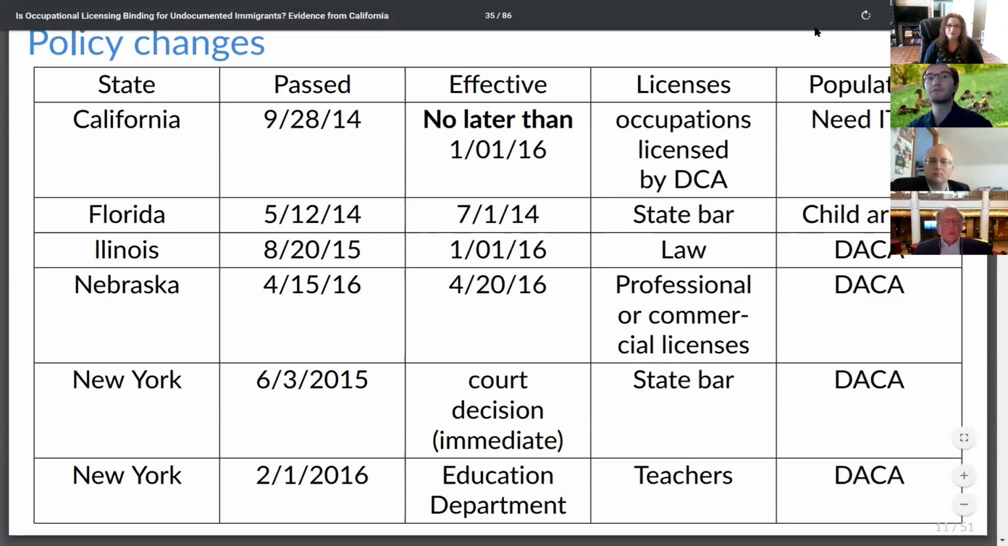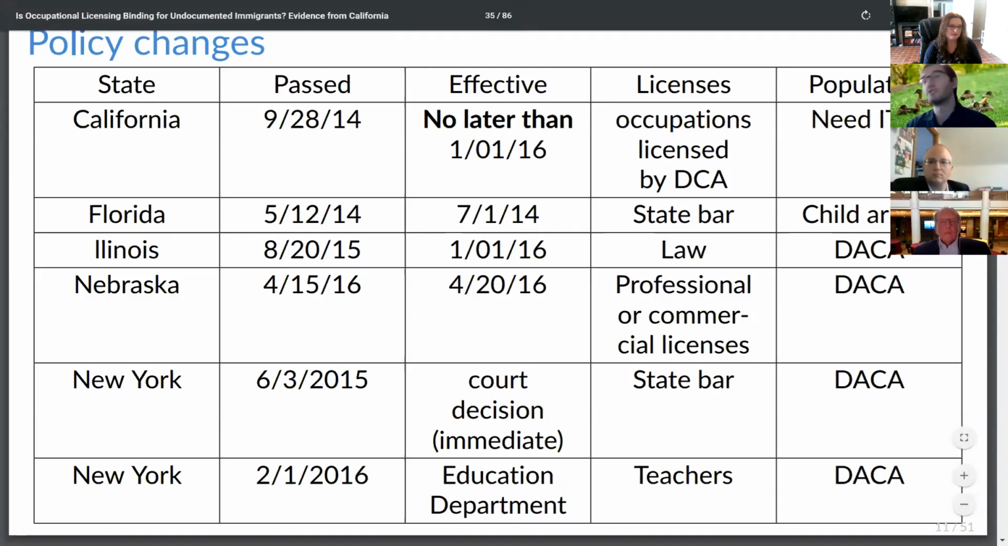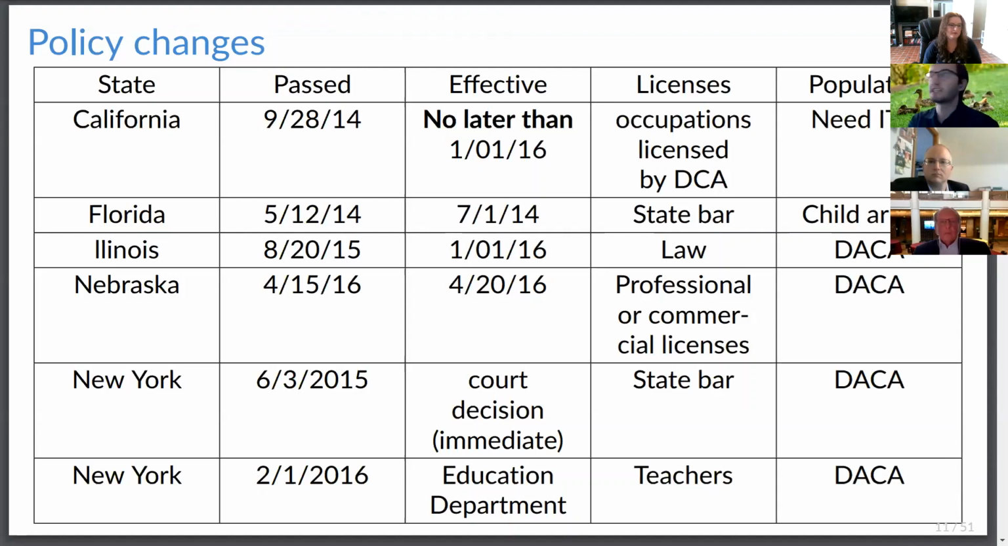The crucial distinction between this policy and the rest of the state policies is that most states only expanded access to licenses to DACA recipients. California is unique in expanding licensing to all undocumented immigrants who have an individual taxpayer identification number, a document they use to pay their taxes. That's why I'm going to focus on this California policy, because it turns out that DACA recipients are a pretty small share of undocumented immigrants.